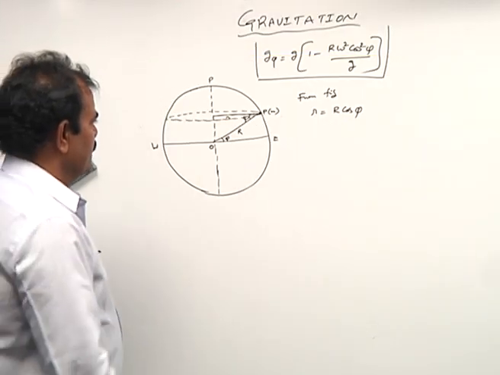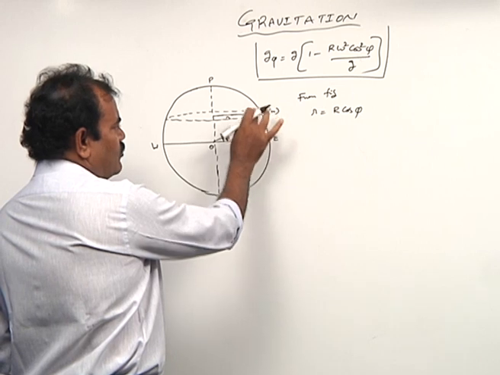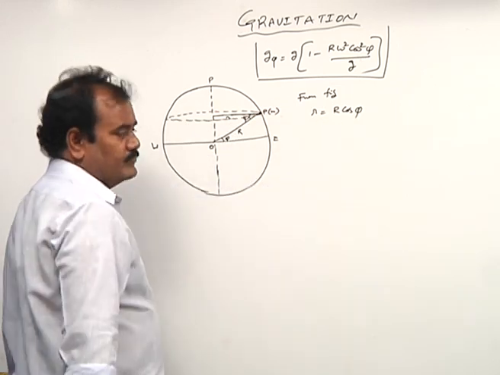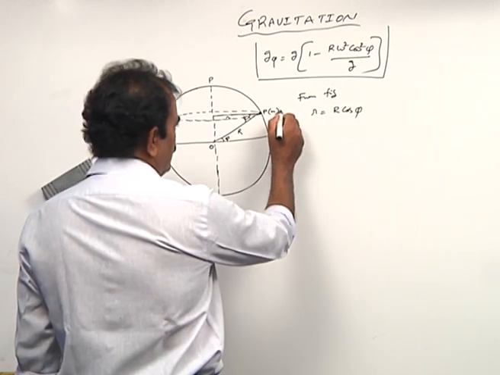So now this particle is rotating in a circle of radius capital R cos phi, and because of that there will be centrifugal force.